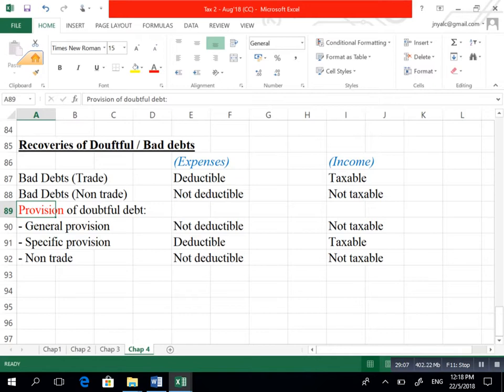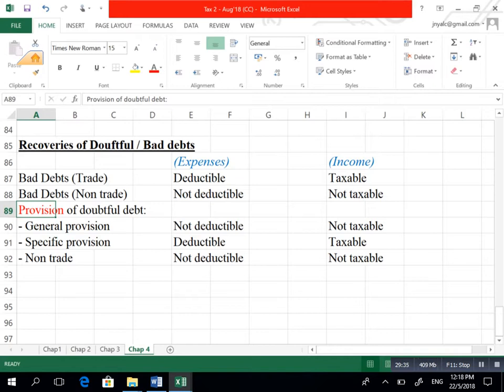No, but high chance, right? Then we will make a specific provision. Alright, and then class, in this situation, for income tax purpose, a specific provision will allow you a deduction. Okay, the provision amount will be deductible. But of course, in future, let's say this bad debtor is willing to pay you back the money, the recovery will also be taxable.